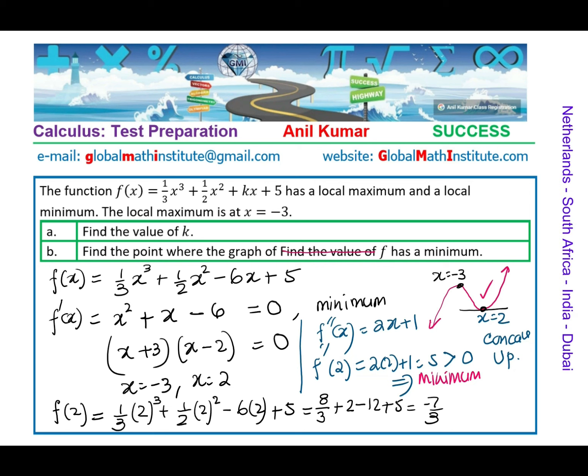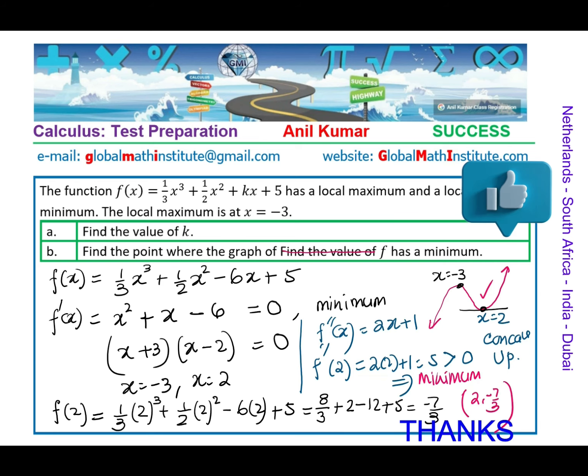So you could verify and confirm that yes, at this particular point, which for us is 2 and minus 7 over 3, we have a local minimum for this particular function. So I hope that is absolutely clear.